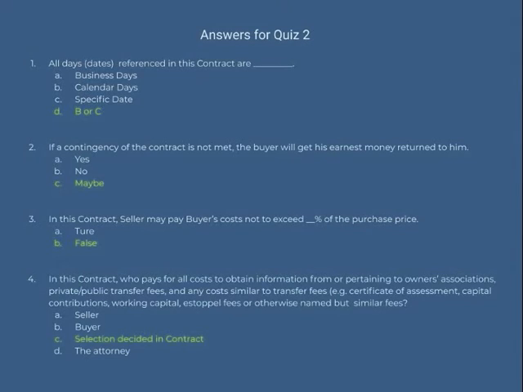In this contract, seller may pay buyer's costs not to exceed blank % of the purchase price. This is false. Remember, there's a dollar amount, not a %. Number 4, in this contract, who pays for all costs to obtain information from or pertaining to owners' associations, private and public transfer fees, and any costs similar to transfer fees? That is your certificate of assessment, capital contributions, working capital, estoppel fees, and otherwise named but similar fees. The answer is C. Selection is decided in the contract. You choose either buyer or seller. And remember, if you don't select one or the other, it reverts to the seller.